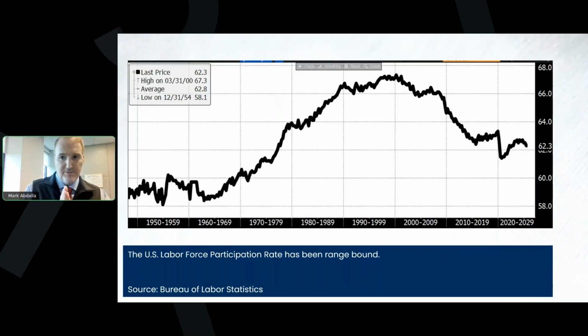It's come down a little bit, but it's been pretty steady since it dropped off after COVID. After COVID, there were some people that decided to leave the participation rate, but then they came back, and we've essentially been range bound, with above 62% of the working age population participating in the labor force.